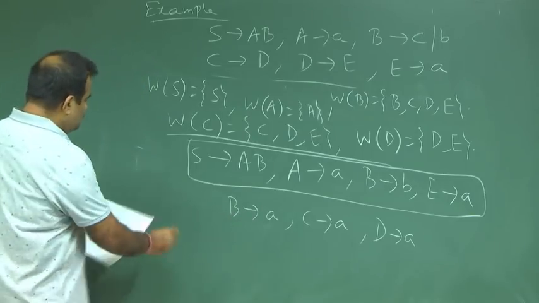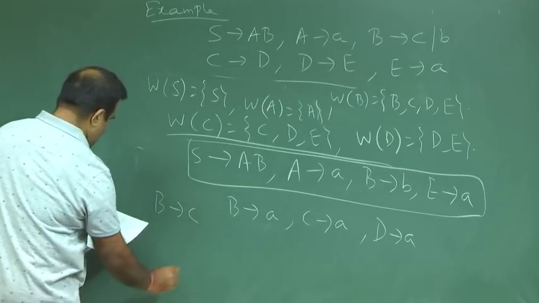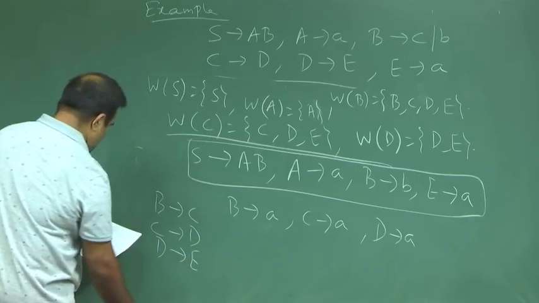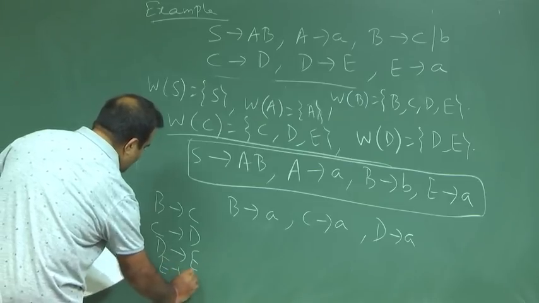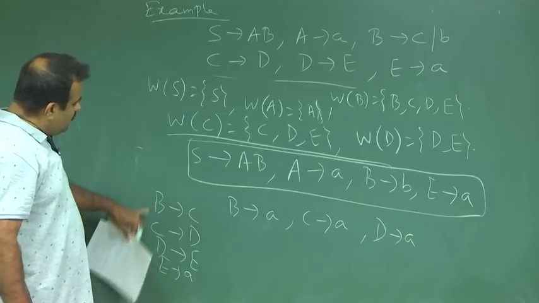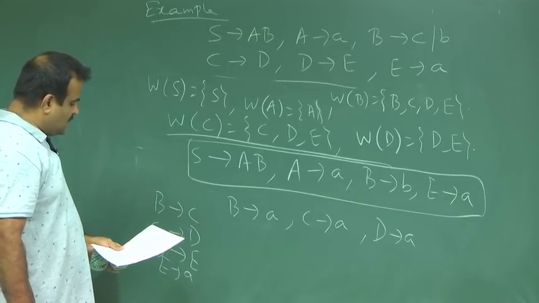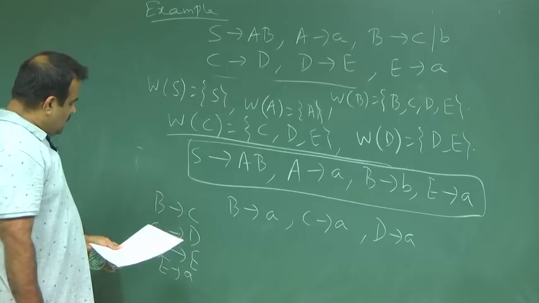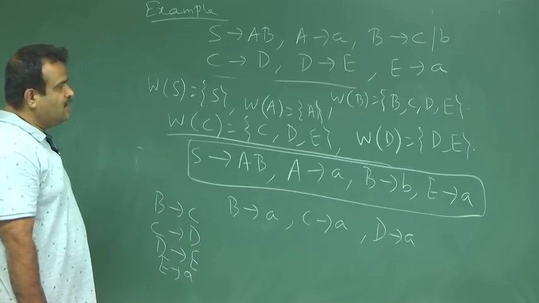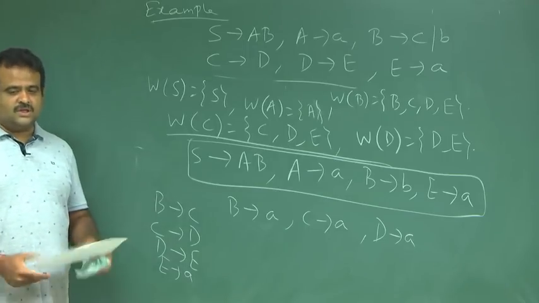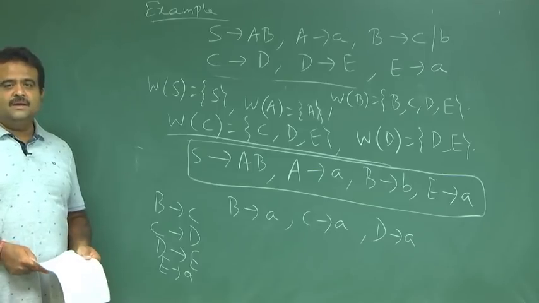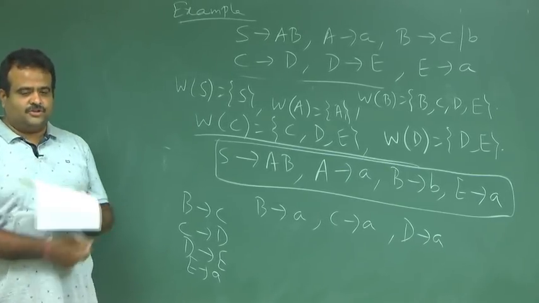This is because B goes to C, C goes to D, D goes to E, and then finally E goes to A. So, we can get rid of all this, and we can just write E goes to A in G. This is the way we reduce all the unit productions from the grammar. The reduced grammar will accept the same language. Thank you.